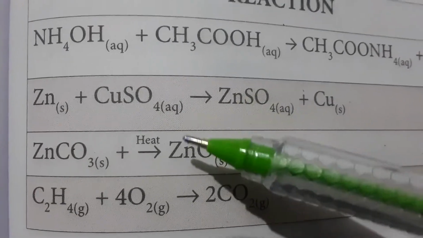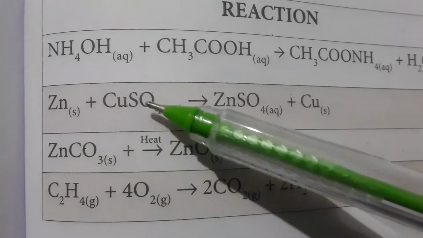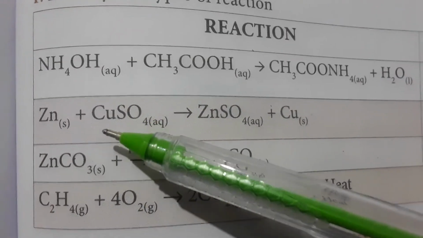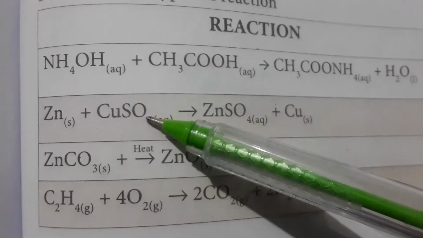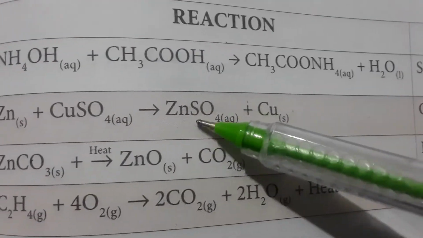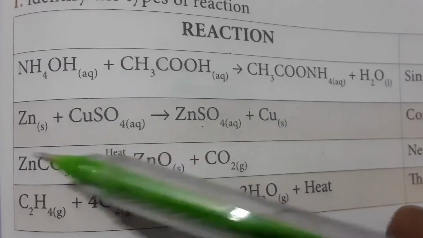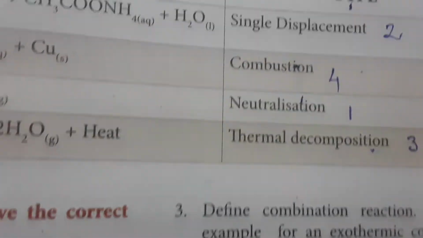And the second one: zinc plus copper sulfate aqueous gives zinc sulfate and copper. Here the copper sulfate compound is split in this reaction, and the zinc reacts with the sulfate. So zinc sulfate is formed as the byproduct. So here the sulfate is displaced from one molecule to another molecule. So it is a displacement reaction. See, this answer is single displacement.